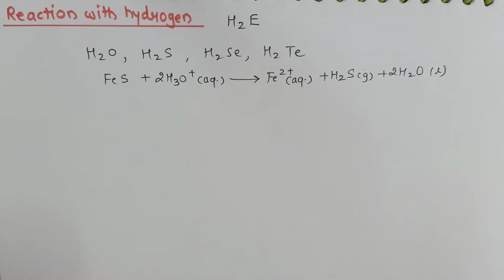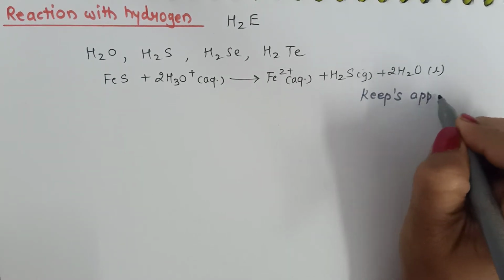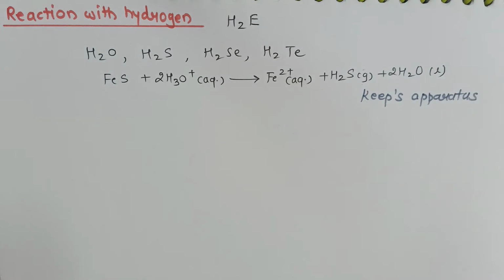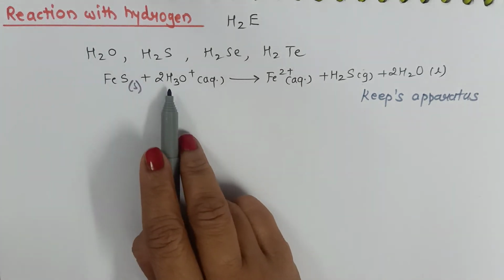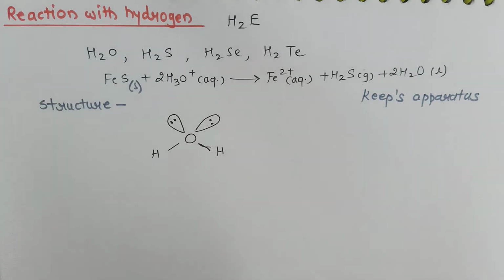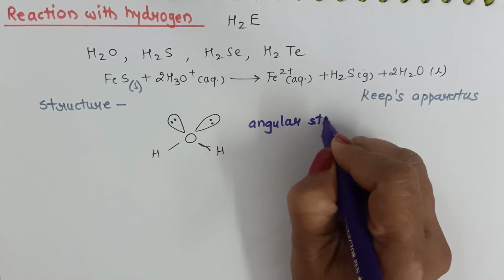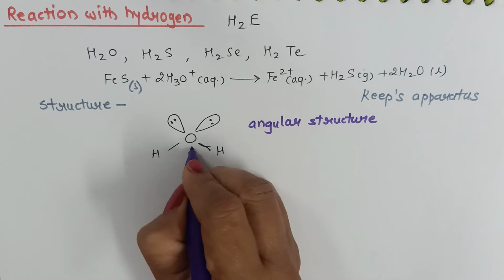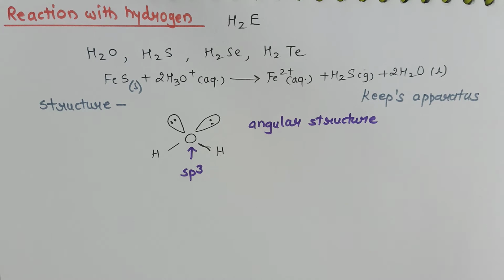The hydride of sulfur, that is H2S, is made in Kipp's apparatus. All of you must have seen the preparation of H2S gas in the laboratory when you are doing salt analysis. In the Kipp's apparatus, iron sulfide is taken in solid form. Acid is poured on that and we get pungent smelling H2S gas. Now, if we study the structure, all these hydrides have an angular structure in which the central atom is sp3 hybridized, and because of the 2 lone pairs, they show angular structure.